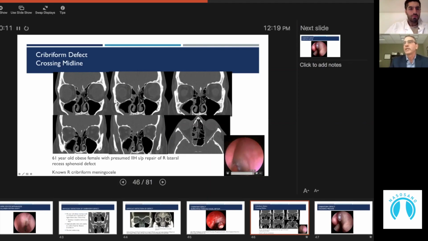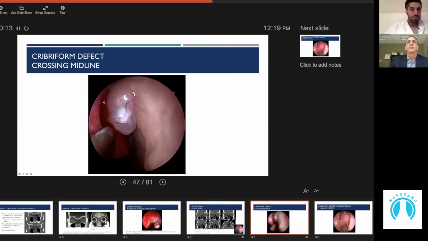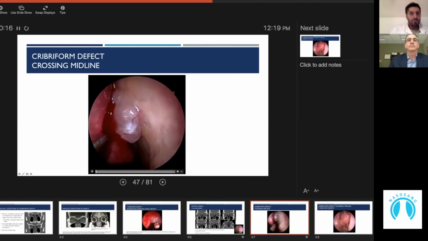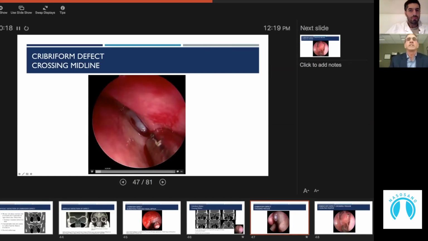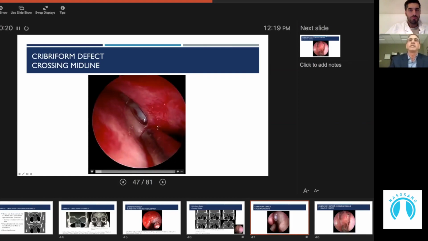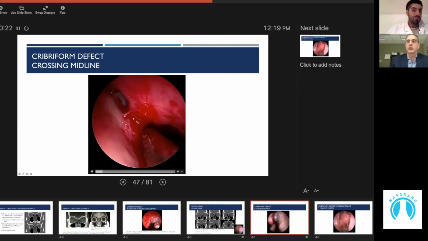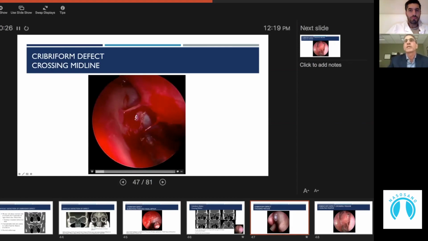You can see it moving in and out. But when we got in intraoperatively, that's the right-sided defect, but look on the left side. There's actual meningocele on the other side. So this patient requires a central skull base reconstruction.